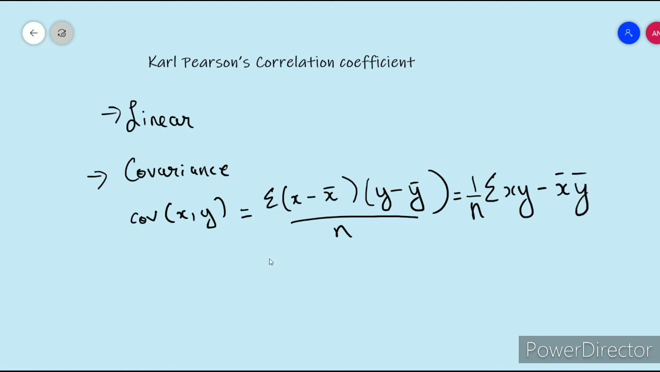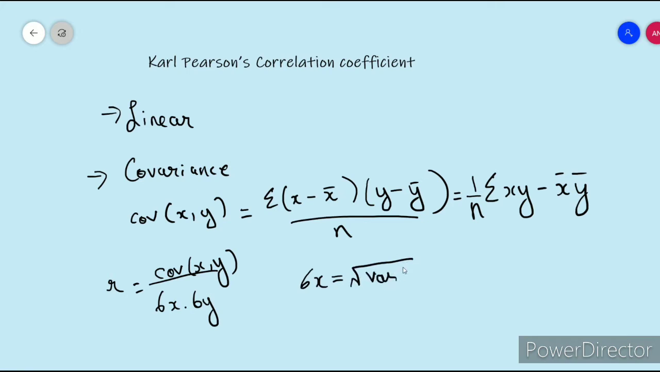Now, Karl Pearson's correlation coefficient is based on covariance because the formula for Karl Pearson's correlation coefficient is just a slight modification of this formula. Karl Pearson's correlation coefficient, which is denoted by r, is nothing but the covariance between x and y divided by the product of the standard deviation of x and the standard deviation of y. The standard deviation of x is the square root of the variance of x, and the standard deviation of y is the square root of the variance of y.